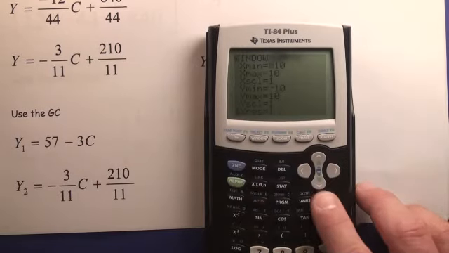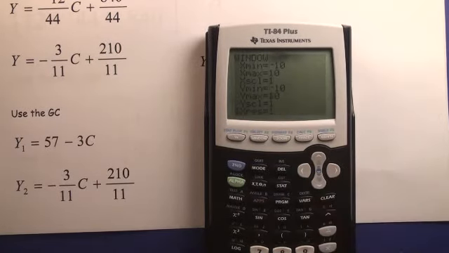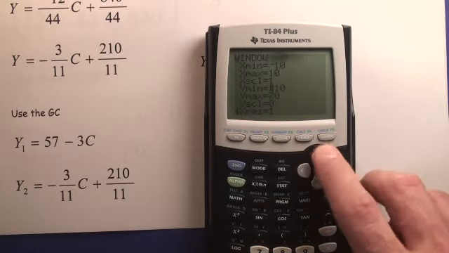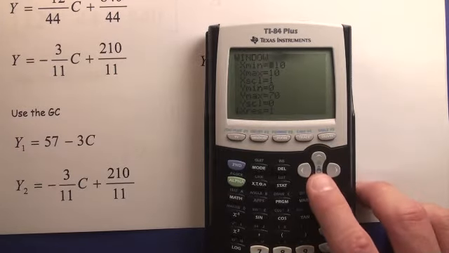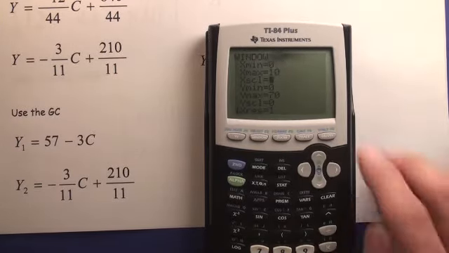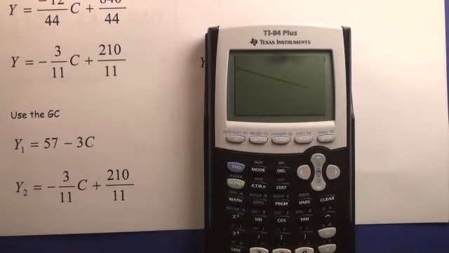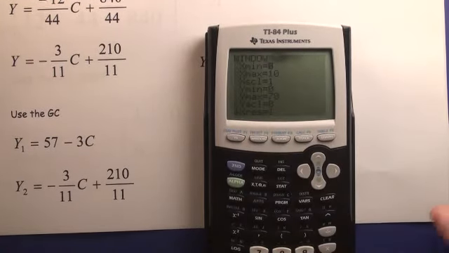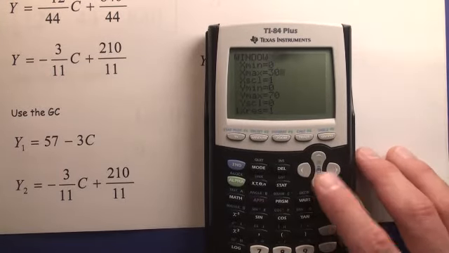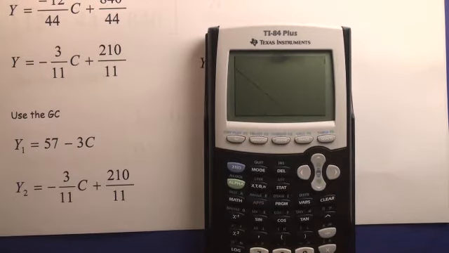So let's change our window for the y max. Let's go up to 70, and then we'll go by tens. We'll go from 0 to 70. All right. And then for the x min and x max, let's go from 0 to 10 just to see what's going on. And there's our graph. So there's one line. There's the other equation. We want to find the point of intersection, so we need to go a little bit further to the right, which means we need to increase the x max. Let's go up to 30, and let's go by tens. And now we are going to see the point of intersection.